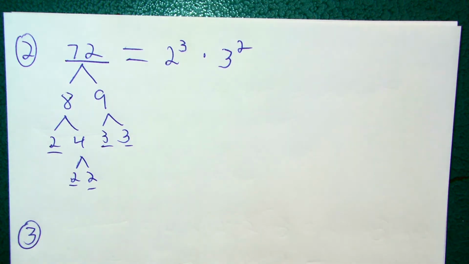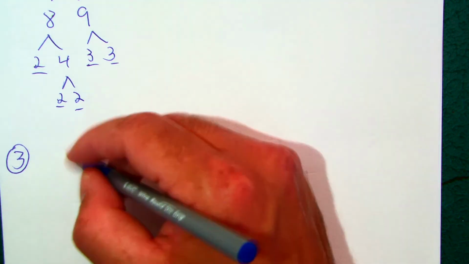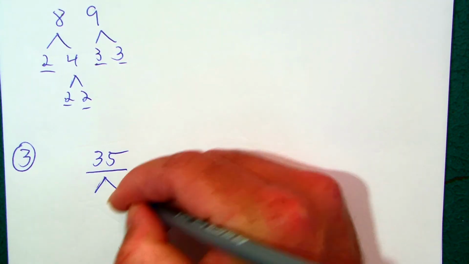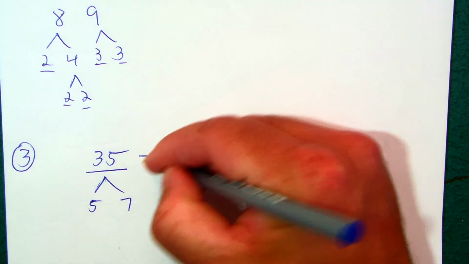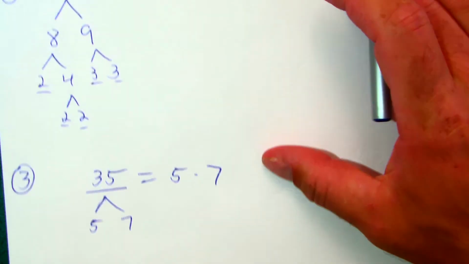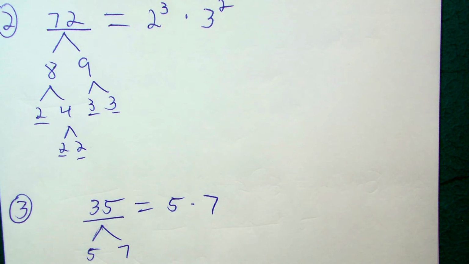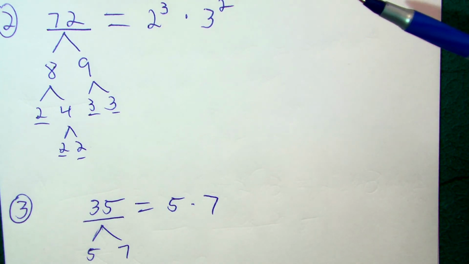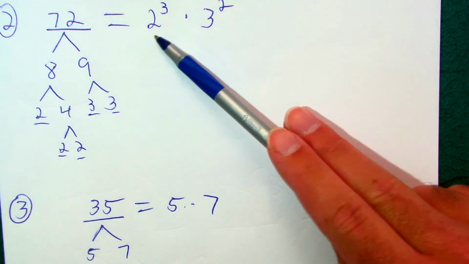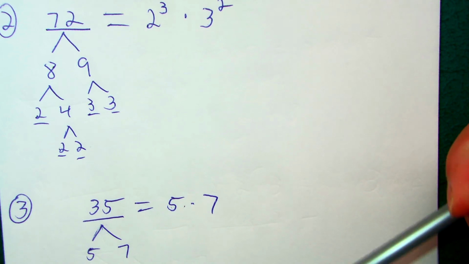It could also be as simple as 35. 35 is a real easy one. It breaks into 5 times 7. And that's it. But all the numbers in your answers for your prime factorizations are going to be a lot of 2s, 3s, 5s, 7s, 11s. It's got to all be prime numbers. You can't have a 6 or an 8 in here. Those are not prime numbers.